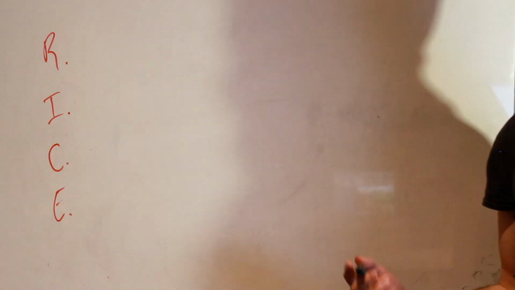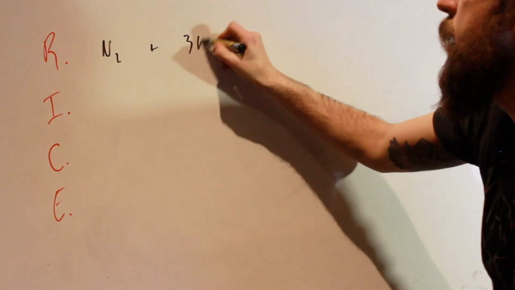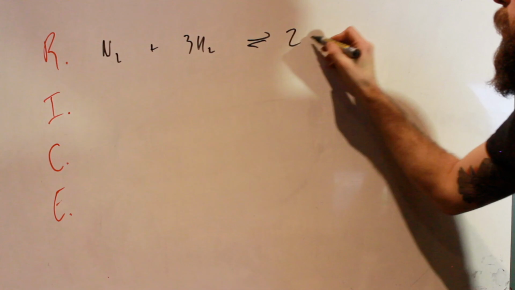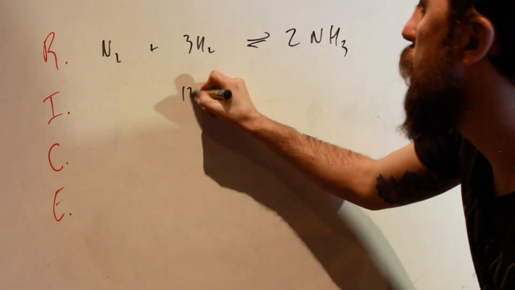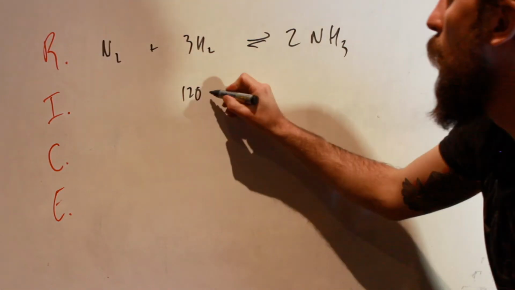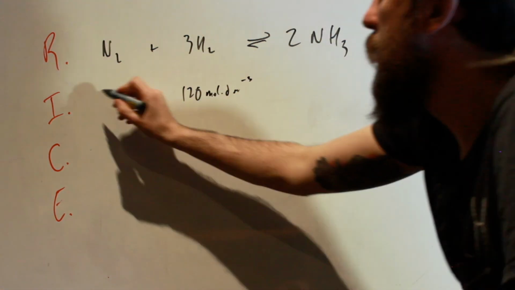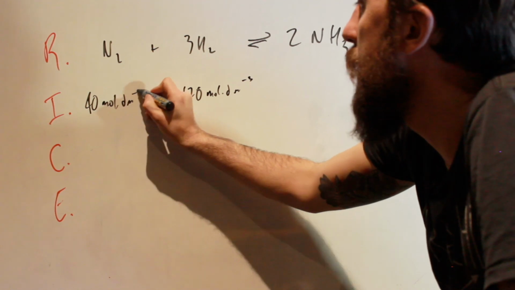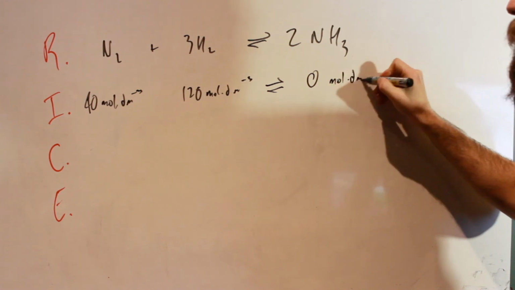As we always do, let's start with writing the reaction. So we have N2 plus 3H2 reaches equilibrium, 2NH3. Okay, we were given 120 moles, and it's in a 1 decimeter cube vessel, so it's just 120 moles per decimeter cubed. Nitrogen was 40 moles per decimeter cubed. And then at the start of our reaction, we haven't made any ammonia yet, 0 moles per decimeter cubed.